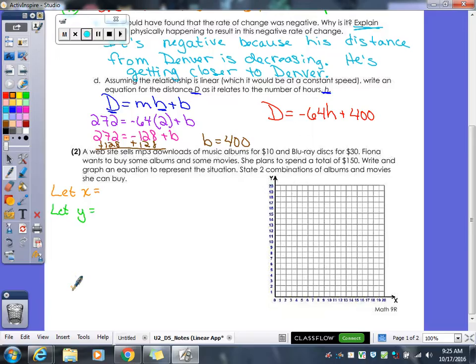And it doesn't matter which one we pick for it. So they talk about music albums first. So I'm going to say let x equal number of music albums. And my y will be number of Blu-ray discs. That's our two things that we're dealing with. And you need to state what your x and your y are first.